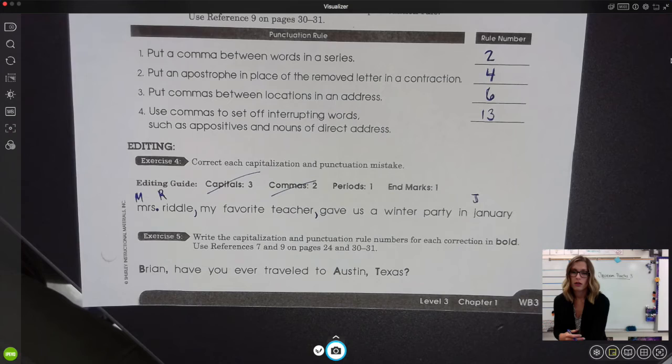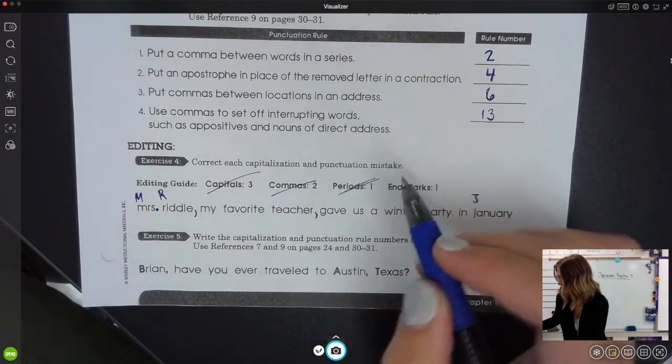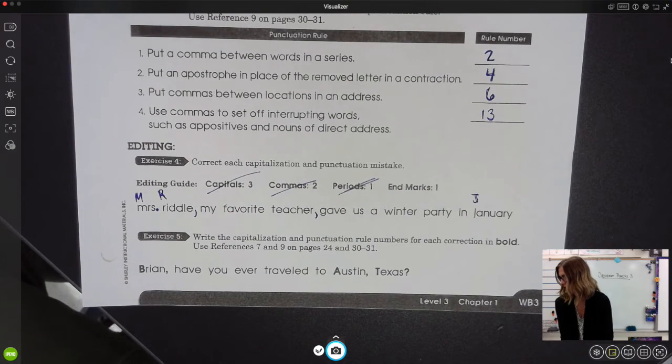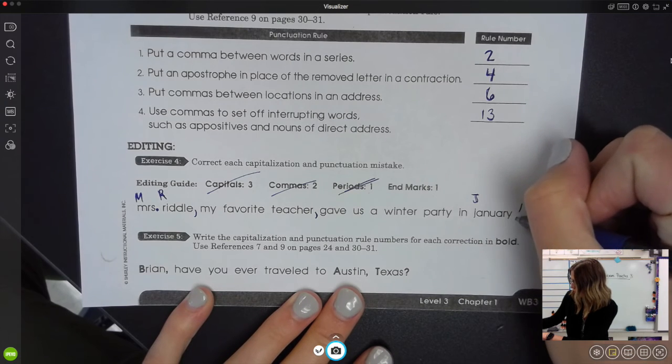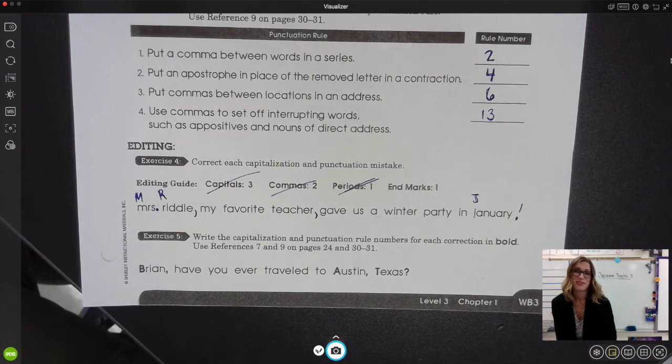Then, we need an end mark. What end mark do you think we should use? Mrs. Riddle, my favorite teacher, gave us a winter party in January. That's something super boring, right? So we should probably just put a period. No, we're talking about a party. She gave us a winter party in January. That sounds like so much fun. I'm going to put an exclamation point. If you put a period there, you could, right? That's one of those that could kind of go either way. We're talking about favorite teachers. We're talking about parties. I think that deserves an exclamation point, but it's up to you.